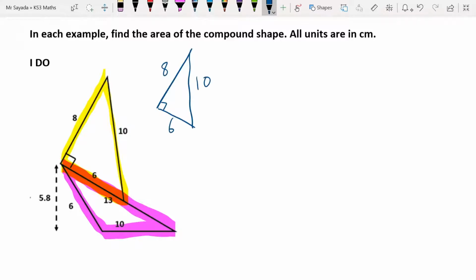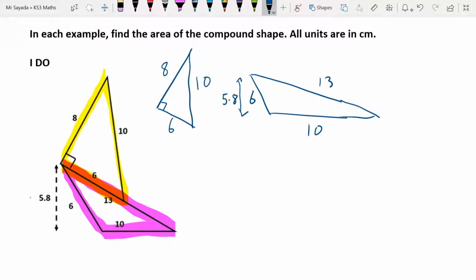So that's one of the triangles. And then the other one looks like this, where this is 10, this is 13, this is 6, and the height is 5.8. So I'm going to do the two individually and then add them together. So let's start with the one on the left.